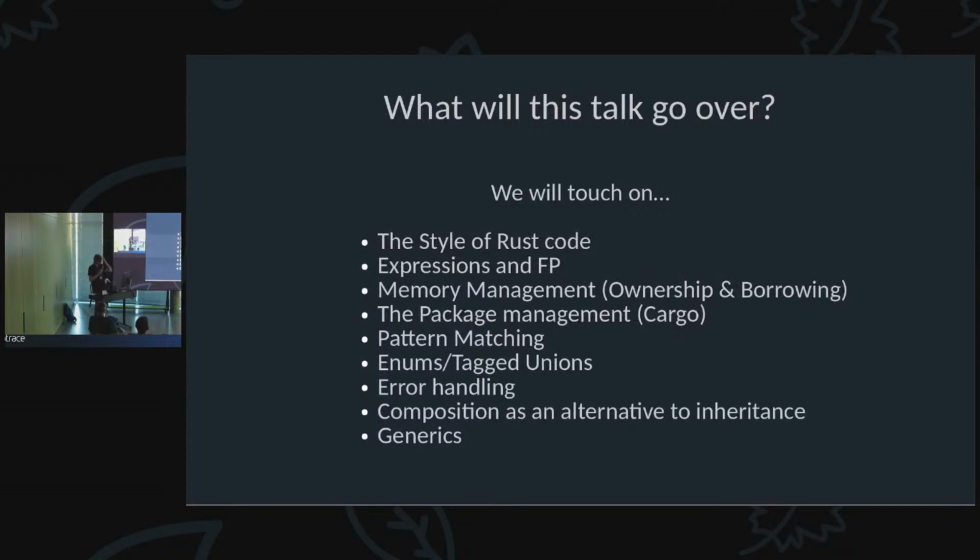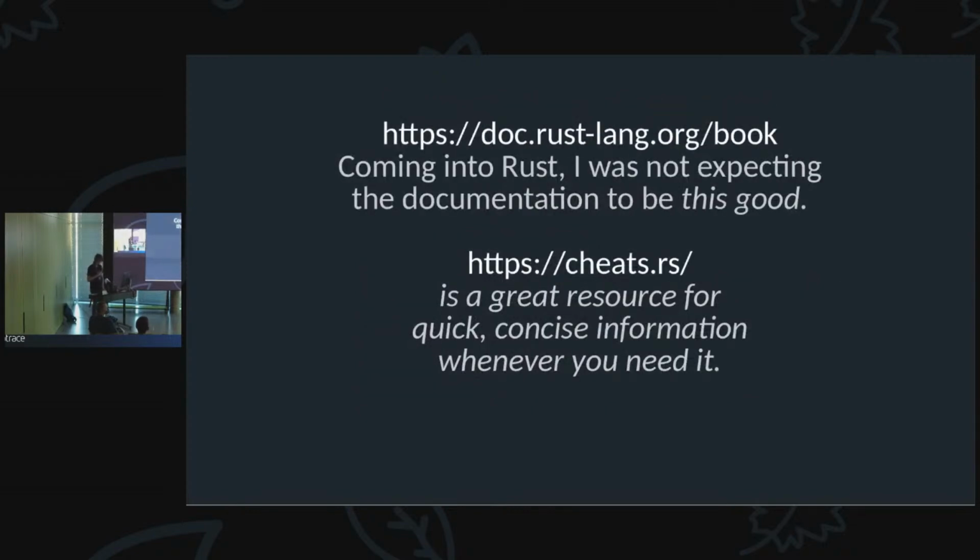We will quickly, but not too in-depth, go over the style of Rust code, expressions, and parts of functional programming. We'll be going over memory management, package management, pattern matching, enums or tagged unions, error handling, and composition as an alternative to OOP, for example in C++. We'll also take a quick look at generics. First, though, I want to remind everyone that the documentation for Rust is absolutely amazing, and this talk is not a replacement for it by far. If you haven't read the docs before, I recommend trying them because they are really, really good.